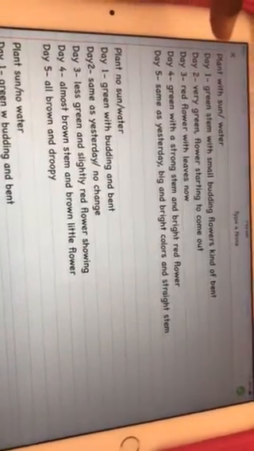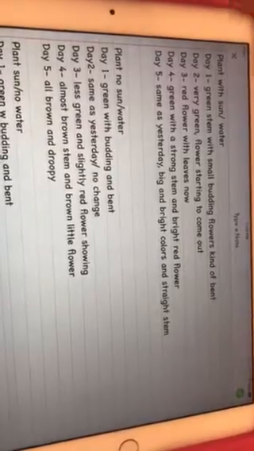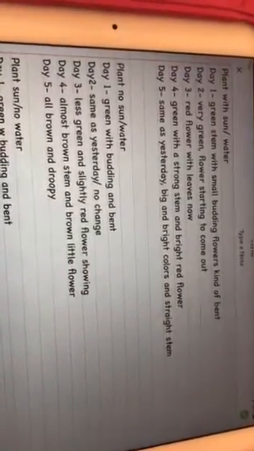So like the one with the sun and water, we would write that on day 4 it was green, greener than it was before, with a strong stem and a bright red flower. And then we would just add to things like the one with sun and no water, it would be less green due to not having water, and then eventually we would get to that it's noticeably drier than the rest.